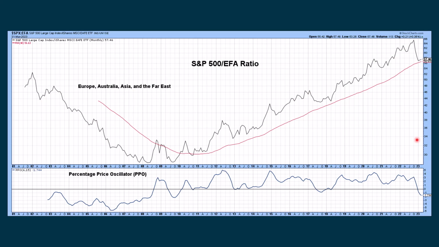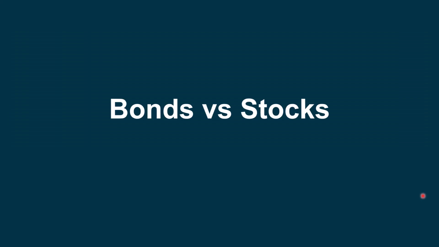Then we look at the S&P 500 and compare it to outside markets in Europe, Australia, Asia, and the Far East. We're still in an overall uptrend. We're above this red line. This is a monthly chart, so it takes a long time for these things to change. Down below is a momentum oscillator, the percentage price oscillator. It's still in an overall decline, but we maintain that positive stance as long as we're above this red line and it's turning back up. Eventually, we hope this PPO will also start to turn back up.